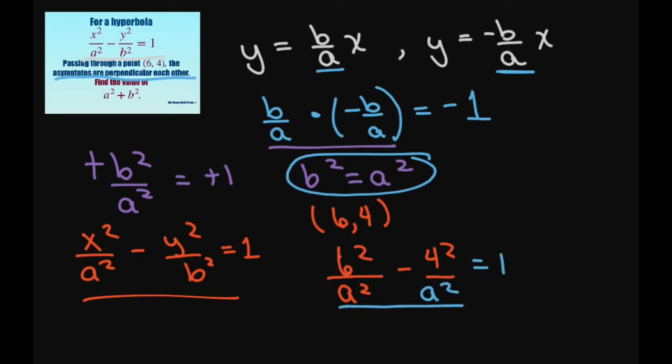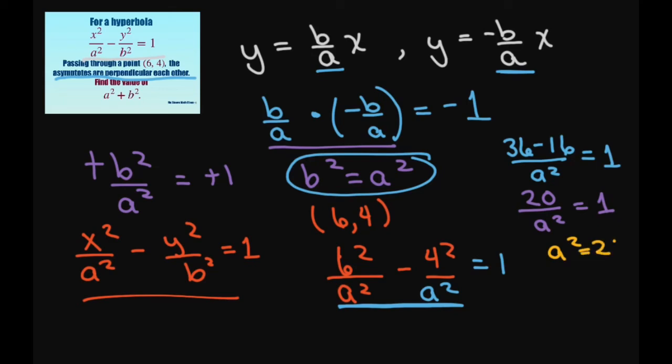Since this is the same denominator, we're going to have 36 minus 16 divided by a squared equals 1. Now, 16, I was thinking ahead. All right, so basically that gives you 20 divided by a squared equals 1, or we can say a squared equals 20.